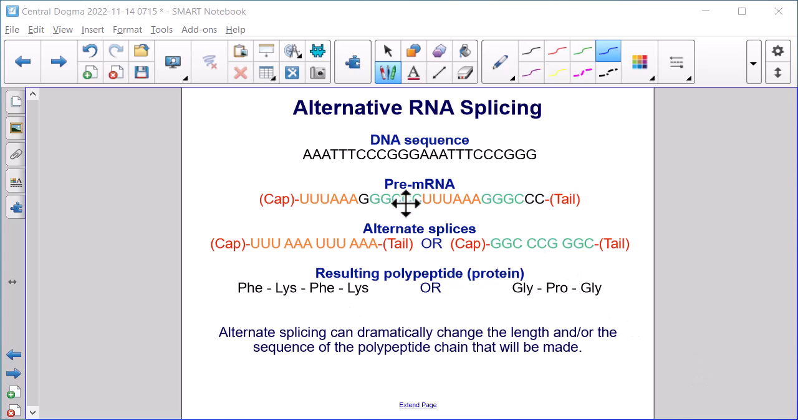Or if we alternatively splice what you see in green, GGC, CCG, GGC, we get lysine, proline, glycine, which is different. These are two different proteins. Alternate splicing can dramatically change the length and or the sequence of the polypeptide chain that will be made.